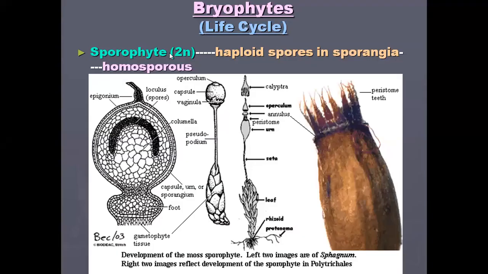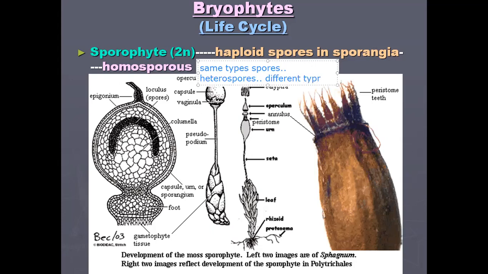Bryophytes have two generations, the sporophyte and the gametophyte. The sporophyte is diploid. It produces haploid spores in the sporangia, which are homosporous. Homosporous means producing the same kind of spores. When we say something is heterosporous, that means it is producing different kinds of spores, which is a little bit higher development. But this is homosporous, which means that bryophytes are producing the same types of spores.